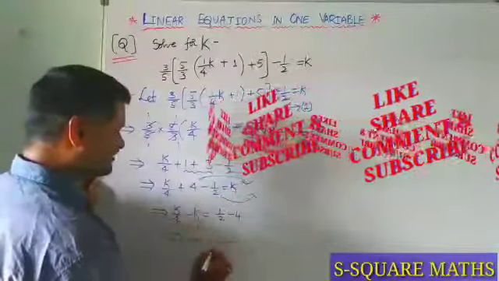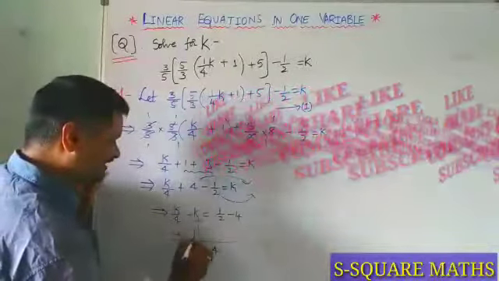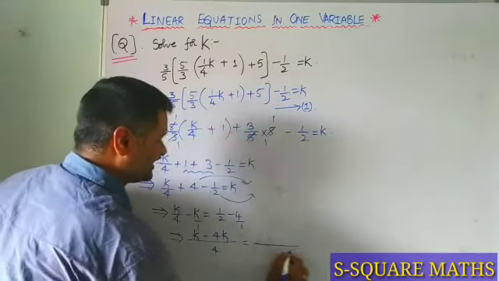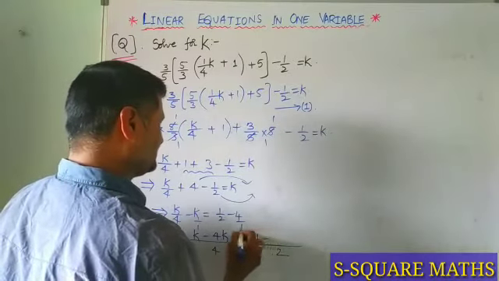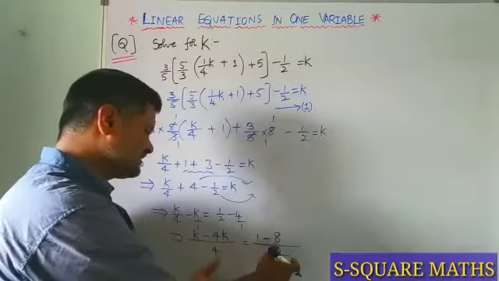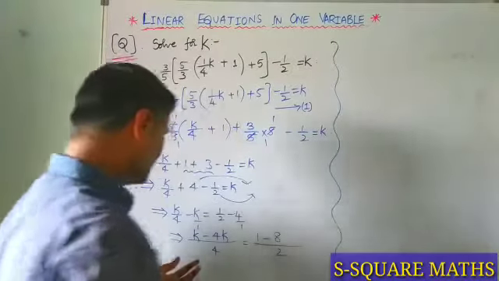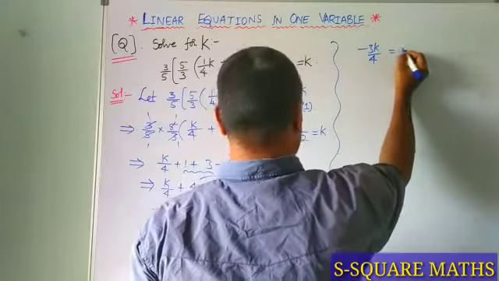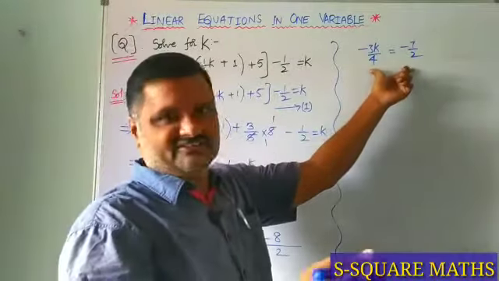By 1, here the LCM is 4. Nothing but I can write it as k minus 4k. And here also the same thing, again I can write it as 2, and here it is 1 minus 4 into 2 is 8. What I have done on LHS and RHS is the LCM part. Nothing but after this I can write it as minus 3k by 4 is equal to minus 7 by 2. Now this is a simple equation in the variable k.